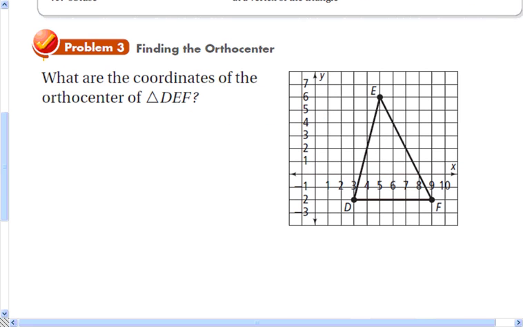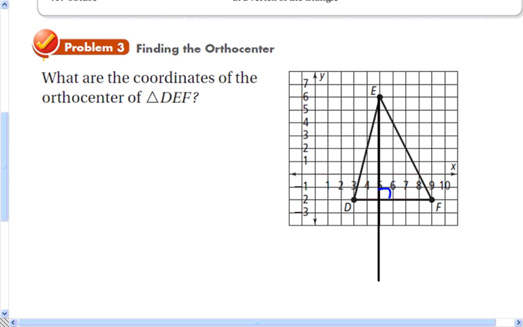To find the orthocenter, you just need to draw a segment that's perpendicular from each vertex to the side opposite. And to start here, E is the easy one. We can just draw a straight line down. And that would be perpendicular there.